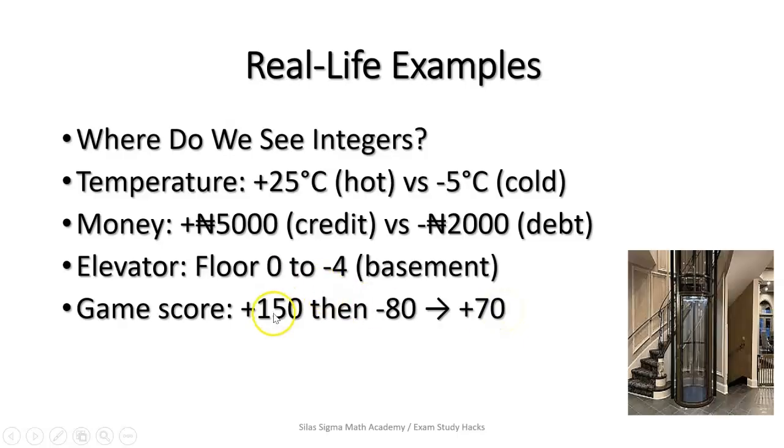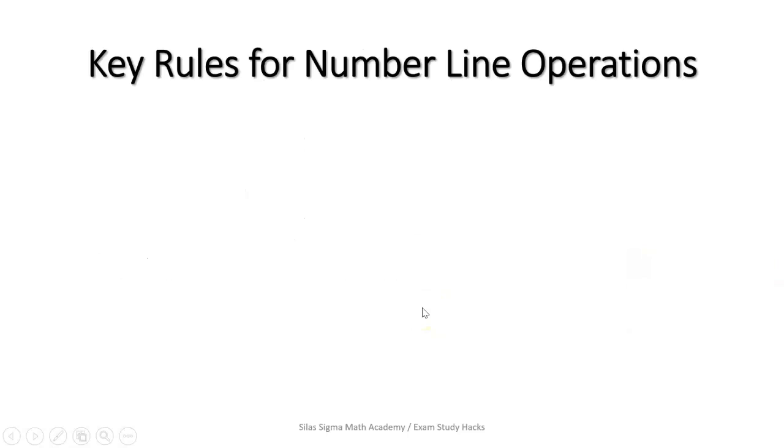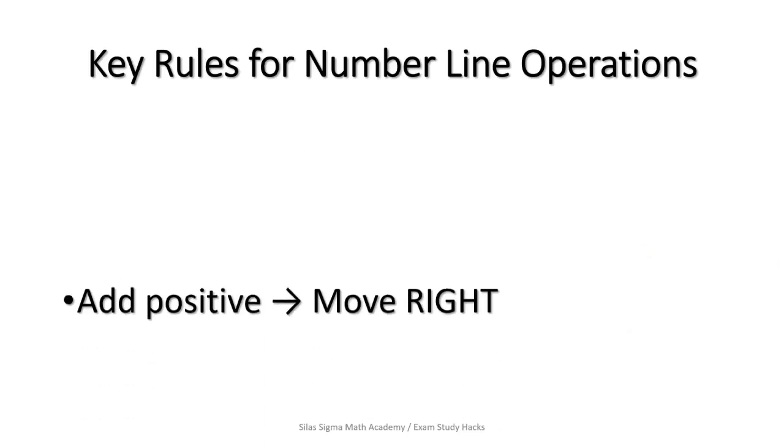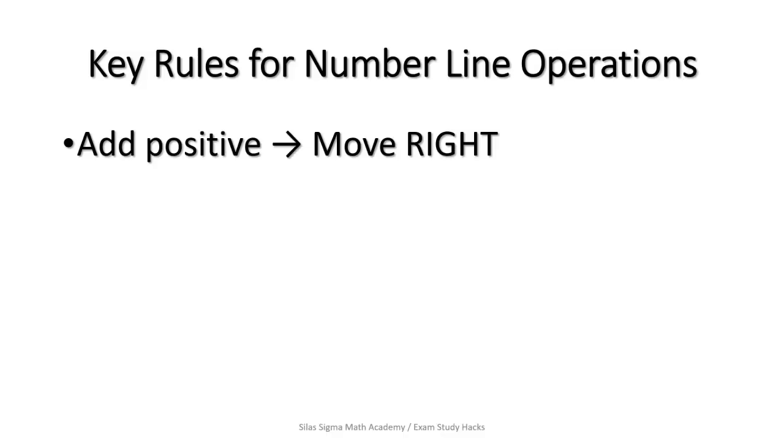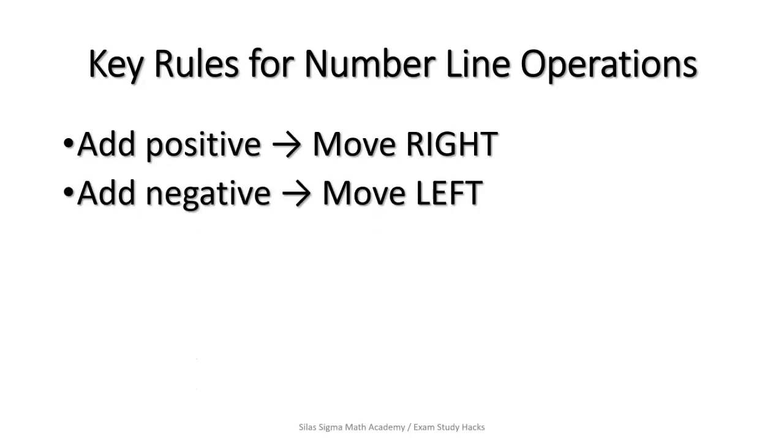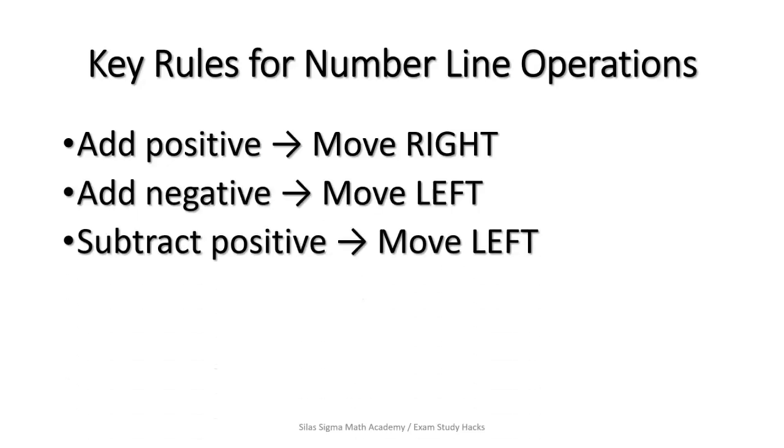This is just like saying 150 minus 80, and that gives you 70. Now, these are some of the key rules you need to really understand. Add positive: when you have to do that, then you have to move right. Add negative means move left.